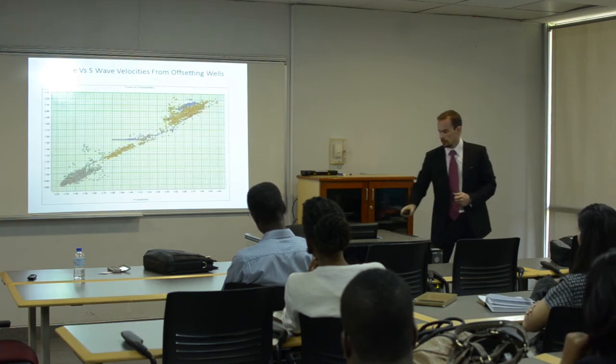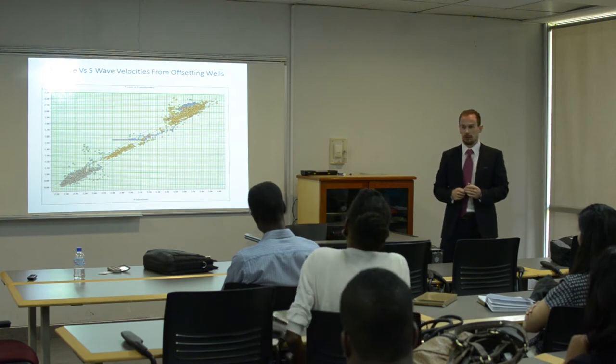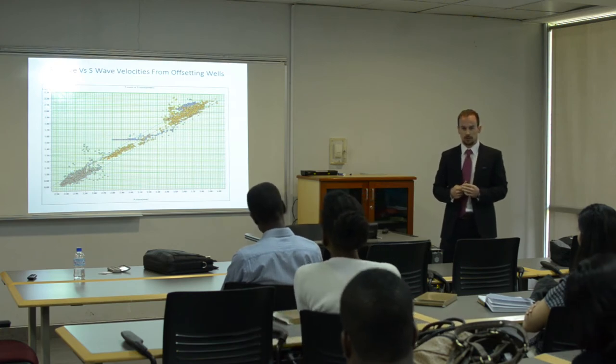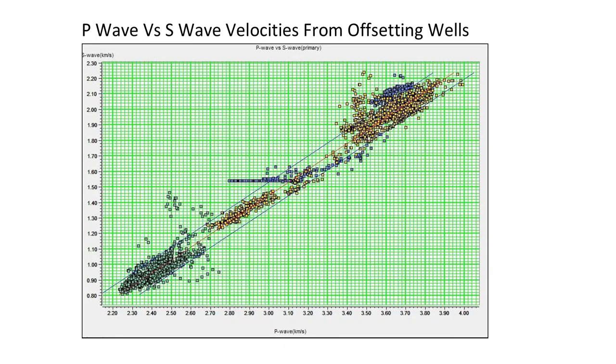So, the AVO work consisted of two main stages, really. We first of all had the data. We did some modeling to see what type of response we should really expect, and would the data be expected to help as much? So one of the first steps was to plot the P wave velocity versus the shear wave velocity from offsetting levels. And you get this quite consistent relationship between the two, as you'd expect.